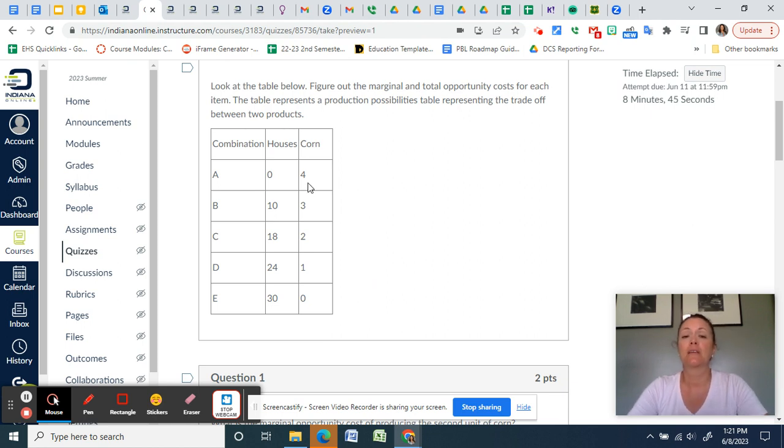Hopefully that helps. Keep in mind, we're talking here about what you give up, and this is related to the production possibilities curve. Marginal is going to be the change in cost. Total is going to be the total opportunity cost of taking something on.